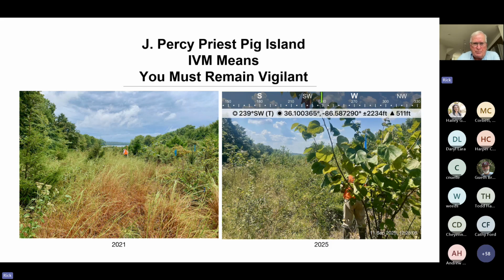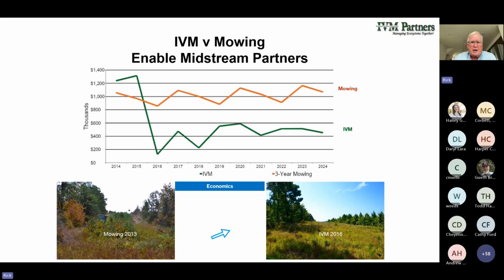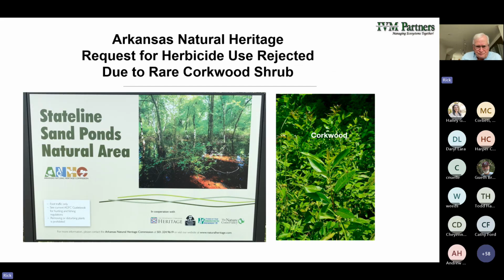It's much easier if you keep it under control, and it's much more economical, which you see here with Enable Midstream Natural Gas down in Arkansas. When we got that under control, got them on a 3-year treatment, and you see the difference between what they were spending on mowing and what they needed to spend for selective treatments. So they're saving about $500,000 a year on their pipelines.